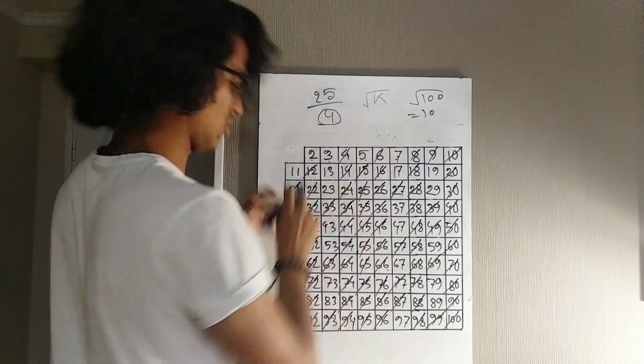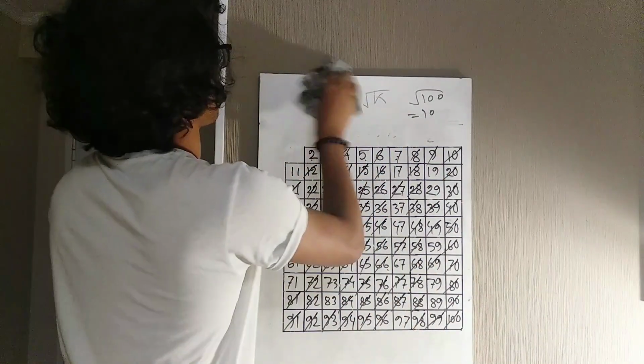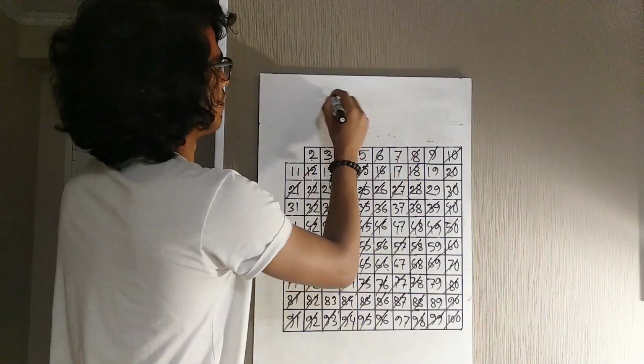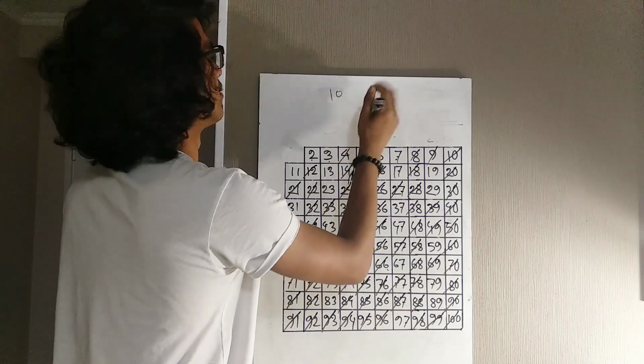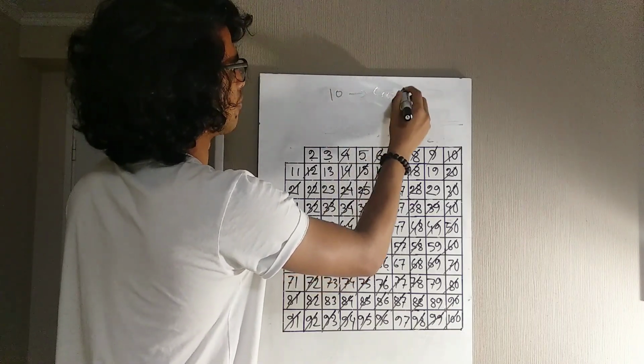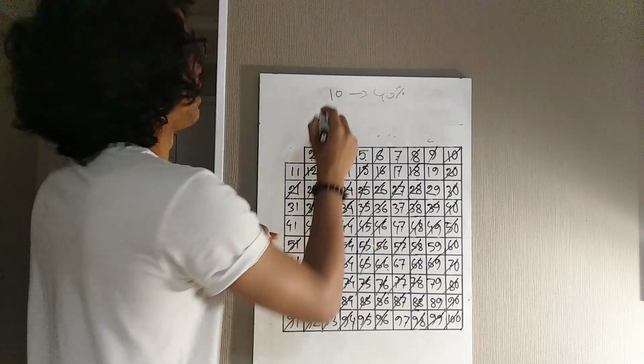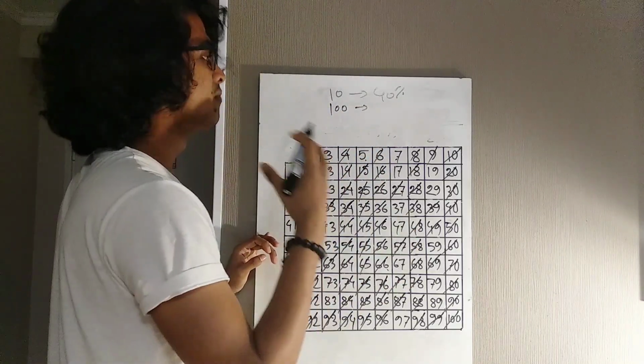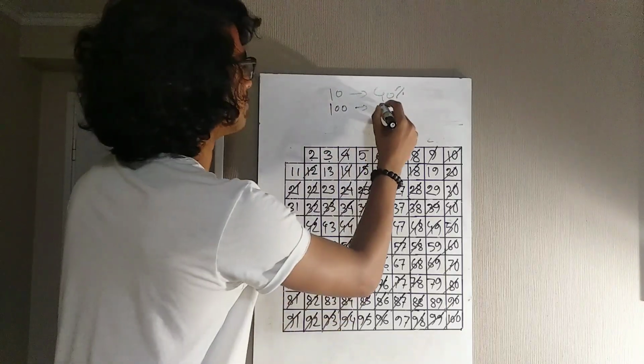So up to 10, I'm going to write it right over here. Up to 10, let's say we have the density of prime numbers is 40%. Up to 100, we have 25 primes. That means the density of primes is 25%, right?